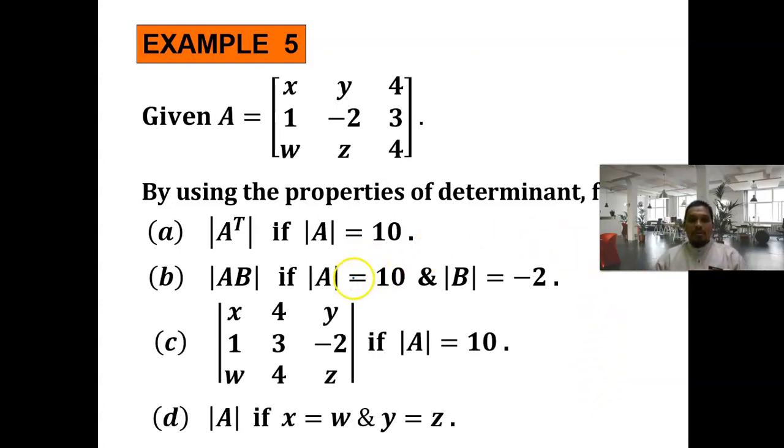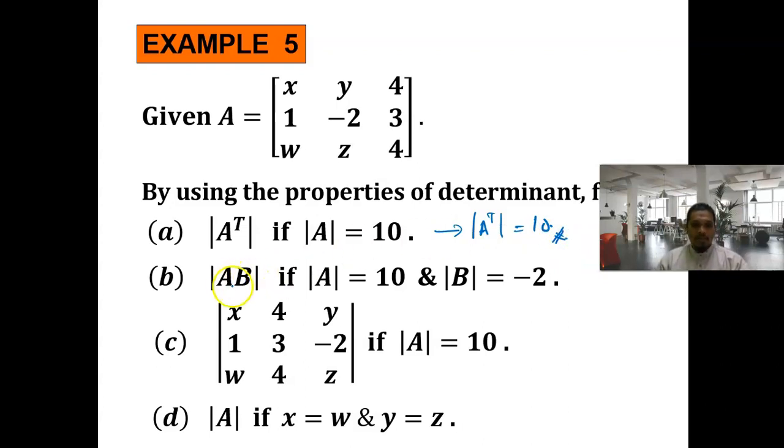So now, if you have your lecture notes with you right now, let's solve this question referring to them. The determinant of A transpose, if the determinant of A equals 10: straightaway we see that the determinant of A transpose is also equal to 10.